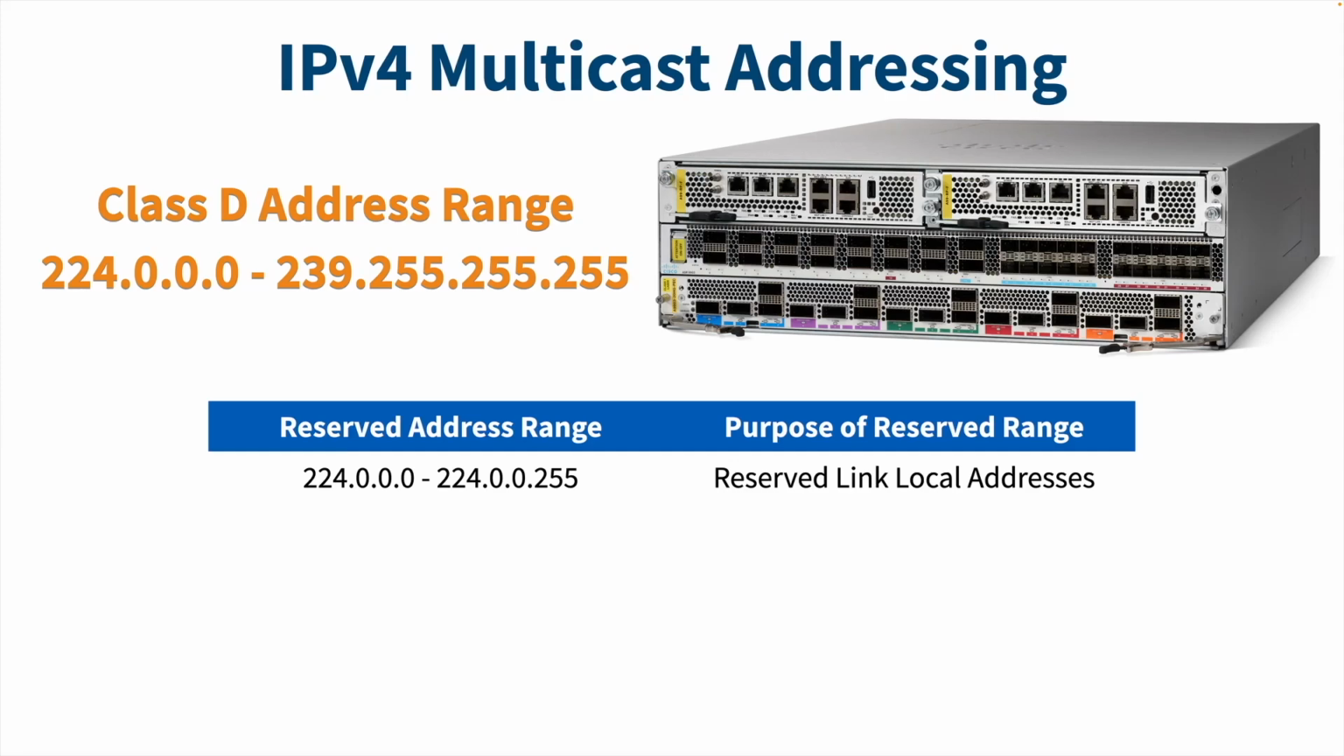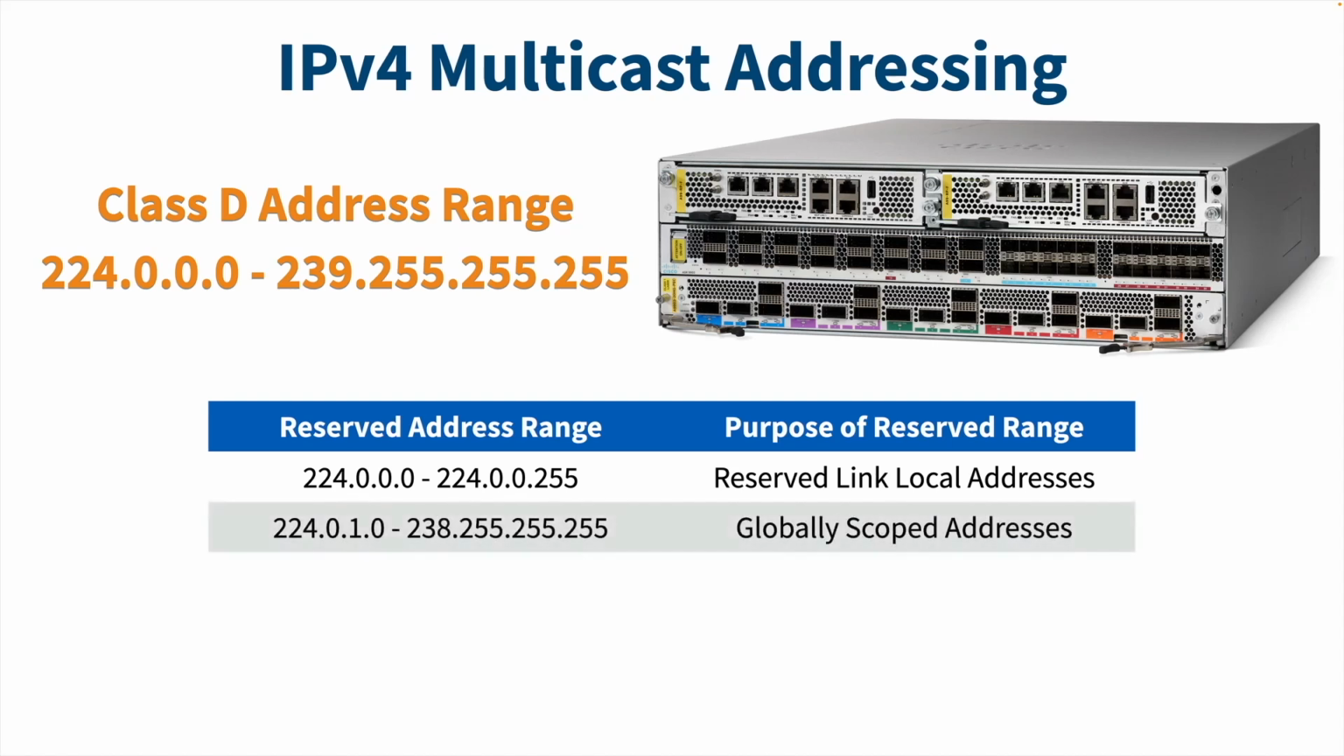224.0.0.5, and that is all OSPF speaking routers, or 224.0.0.6. That's just OSPF speaking routers that are a DR, a designated router, or a BDR, a backup designated router. Most of the addresses in this range fall under the category of a globally scoped address, an address that is allowed to be used globally on the public internet.